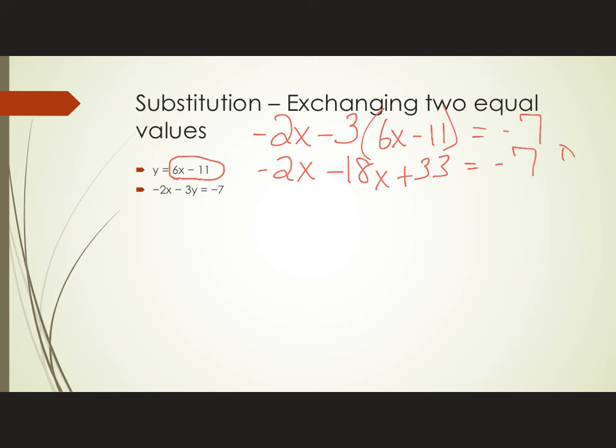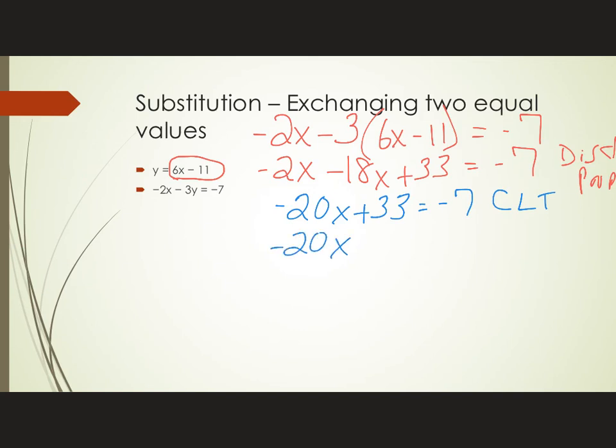So I'm going to use my distributive property, negative 2x minus 18x plus 33 equals negative 7. That was my distributive property. If I forget to put my properties, you guys know you have to do that. Next, I'm going to combine some like terms. So negative 2x and negative 18x is negative 20x plus 33 equals negative 7. That's CLT. Then I'm going to subtract the 33 from both sides. So I have negative 20x equals negative 40. That was my SPE. Finally, I'm going to divide by negative 20. So I get x equals negative 40 divided by negative 20 is 2.